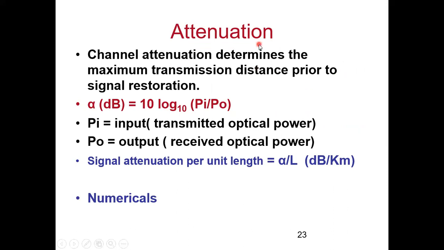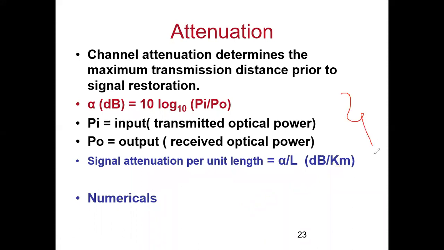So attenuation, tomorrow we'll do a problem on this. The channel attenuation determines the maximum transmission distance prior to signal restoration. So alpha in dB is the simple formula 10 log10 Pi upon Po. Pi is the input transmitted power and Po is the output or received optical power. And this I've already mentioned. If I'm talking of signal attenuation per unit length, it is alpha by L dB per kilometer. Formula wise, this is very simple.